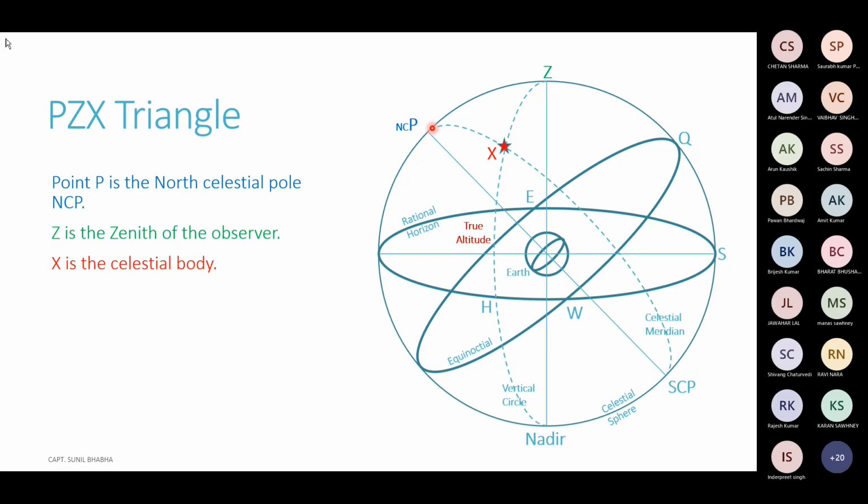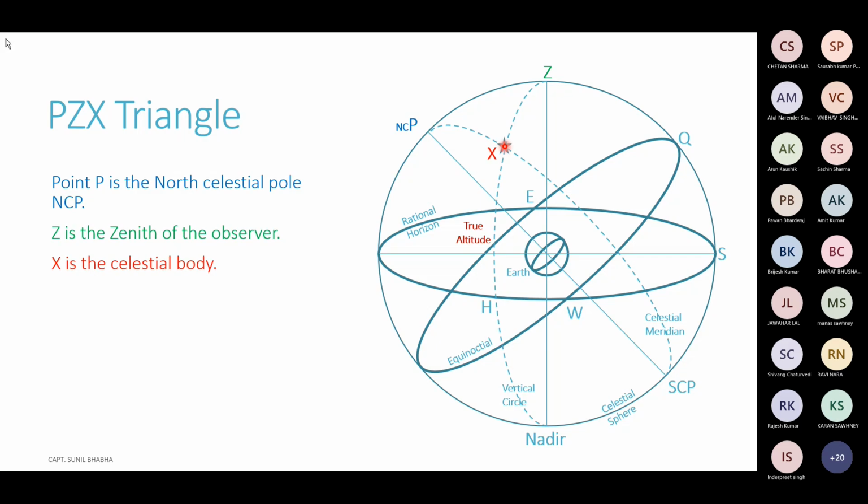The area covered by these 3 points, that is P the pole, Z the zenith, and X the celestial body, is the PZX triangle which we are interested in. So you can see this PZX triangle on the celestial sphere, which we use to solve most of our celestial navigation based problems.